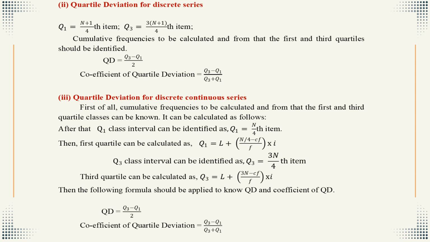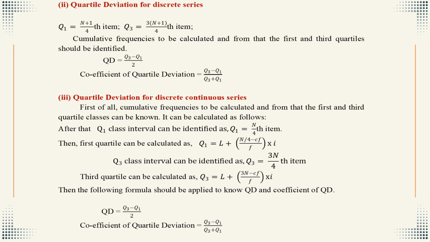Third one, quartile deviation for continuous series. First of all, cumulative frequencies are to be calculated, and from that the first and third quartile classes can be known. Then the Q1 class interval can be identified as the (n by 4)th item, whereas in the previous case it was the (n plus 1) by 4th item. Then the first quartile can be calculated as Q1 equals L plus (n by 4 minus cf) divided by f, into i.